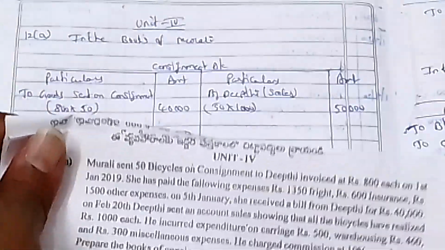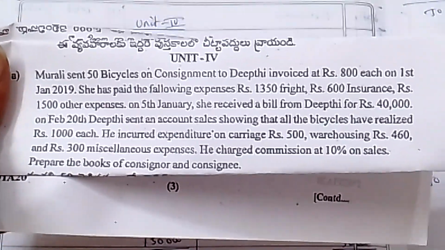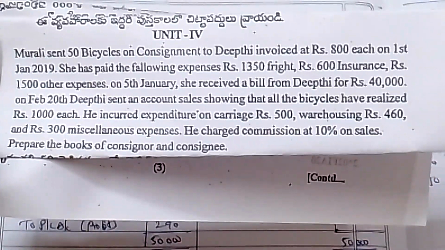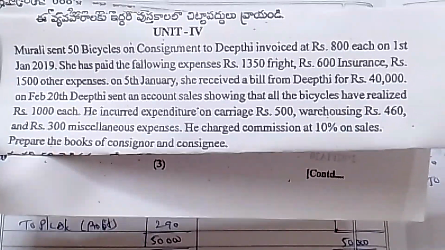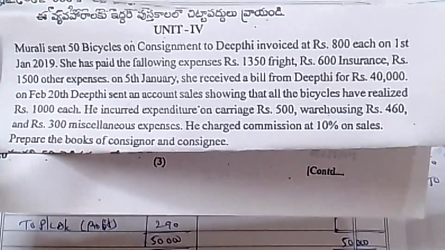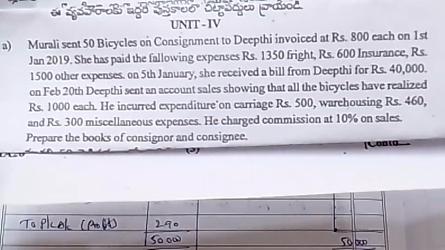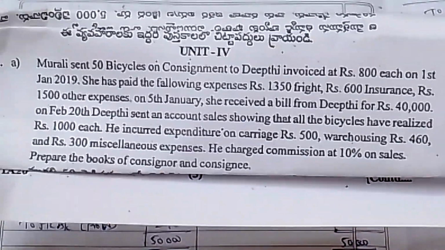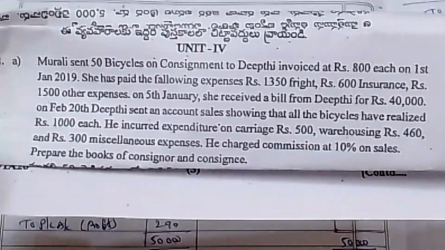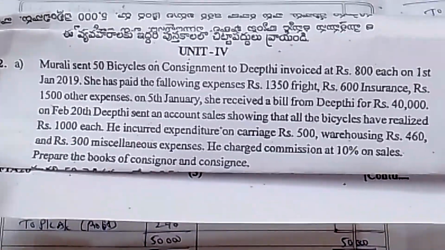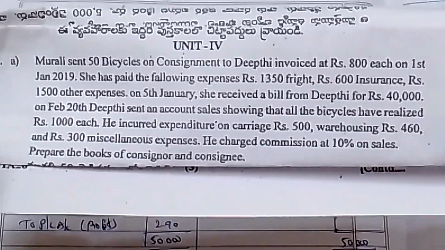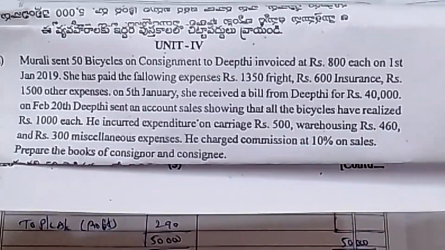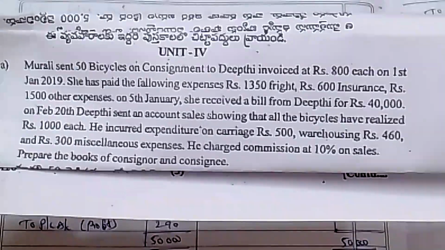Next, he paid the following expenses: 1,350 freight, 600 rupees insurance, 1,500 rupees other expenses. Murali sent 50 bicycles on consignment to Deepthi at 800 rupees each. So 50 into 800, 40,000 rupees. He paid the following expenses: 1,350 freight, 600 rupees insurance, other expenses 1,500. The expenses will be written on the cash debit side.